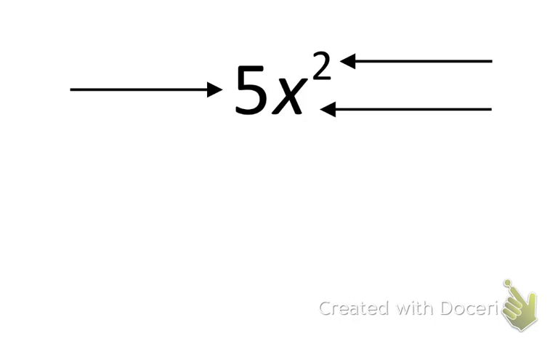Here we have an example of a monomial, 5x squared. In this monomial, 5 is the coefficient because 5 is a whole number that's being multiplied by a variable. Remember that coefficients are numbers that are being multiplied by variables.